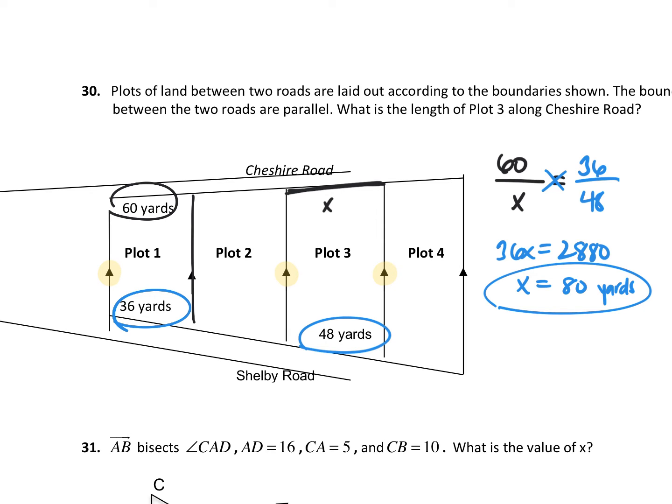I do just want to point out really quick that if you would have set it up like this, 60 over 36 equals x over 48, when you cross multiply, you're still going to get the same thing. So even if you set it up differently, you will most likely still get it correct, as long as you are setting up the proportions correctly.